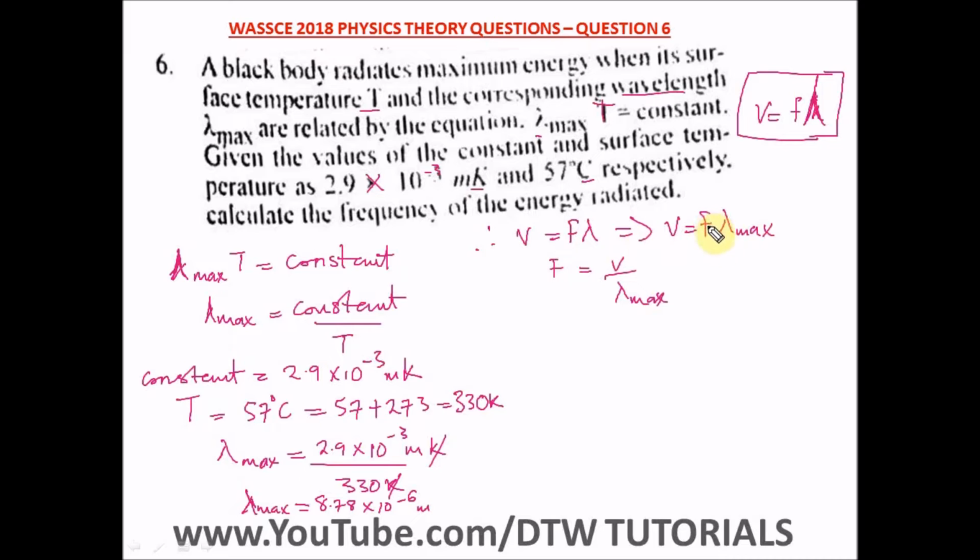To make F the subject of the formula, you divide both sides by lambda max. That's why I said F is equal to this. And the same thing is what I did here: to get your lambda max, you divide both sides by T.